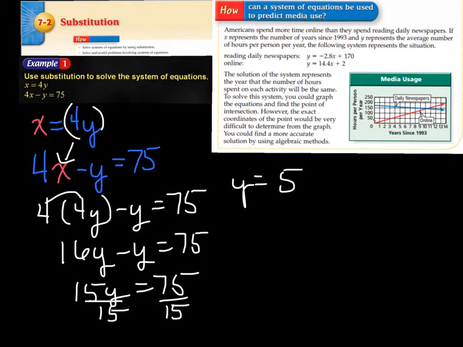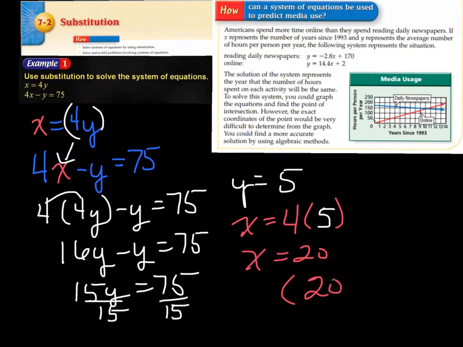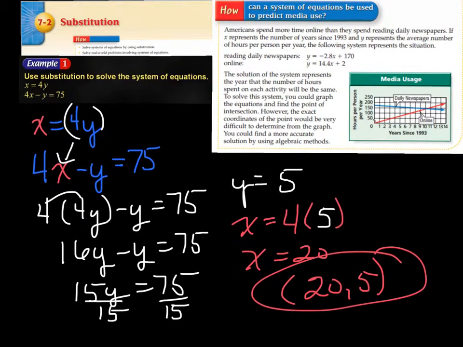So now to get our x value, we can go back to our original equation that was x equals 4 times y, and we just said y is 5. So that means x equals 20. So our ordered pair is (20, 5). Kind of big numbers, but it's okay.